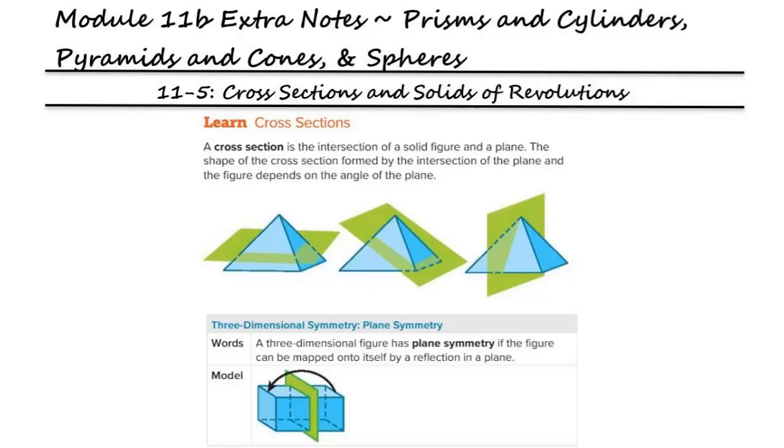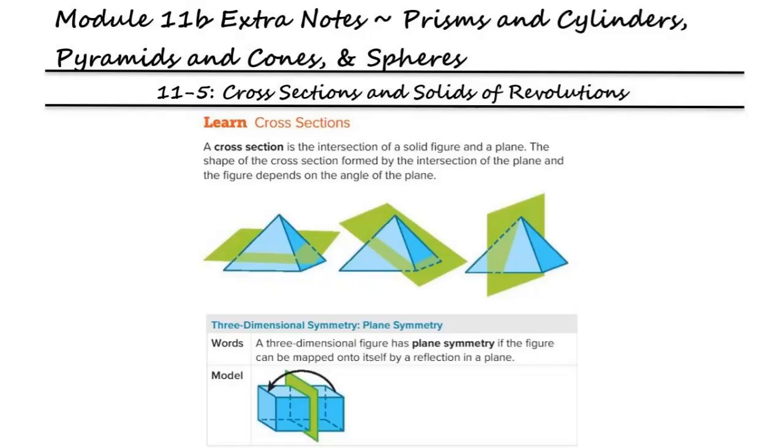A plane of symmetry is where I take a cross-section, but I do it so that the two halves are mirror images of each other. If you look at this picture at the bottom, this plane of symmetry is going right through the center of this rectangular prism, and I could take the right half and rotate it over on top of the left half, and they would match up identically. That is what a plane of symmetry is.